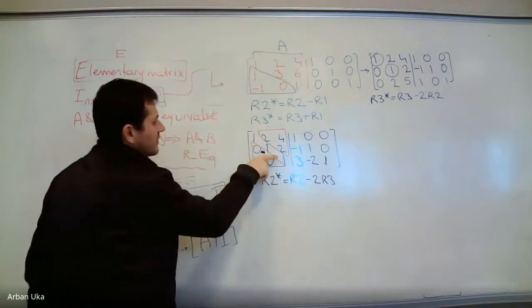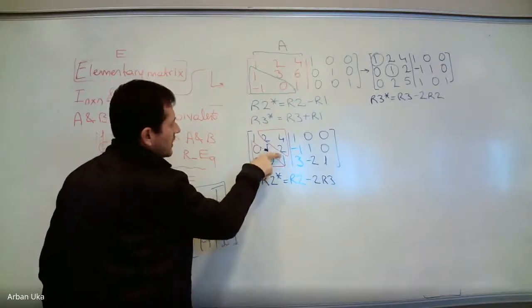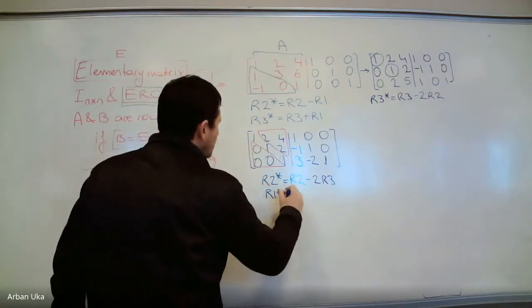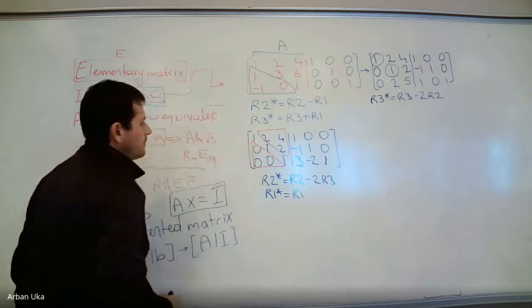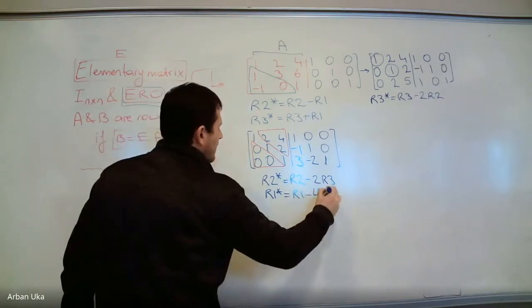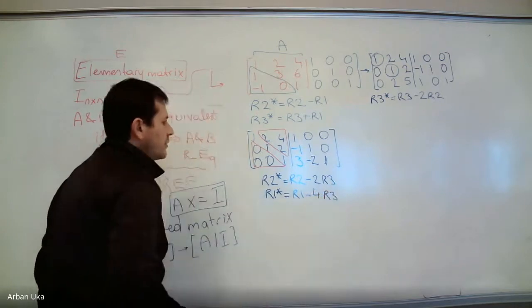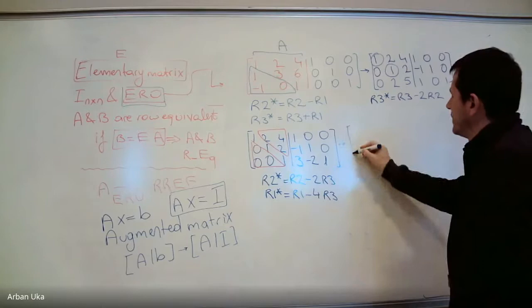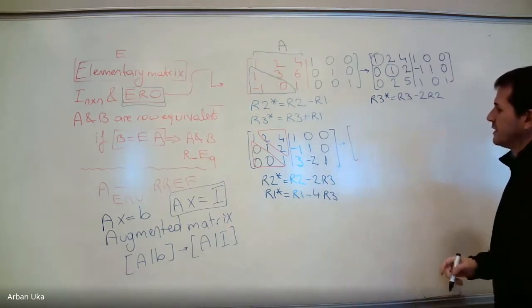Why do we do this? Because it's below this one, that's correct. This one has to make a 0 here and here. What about row 1 star? What is row 1 star? Probably we could do this, and then we move ahead, and we get the following.